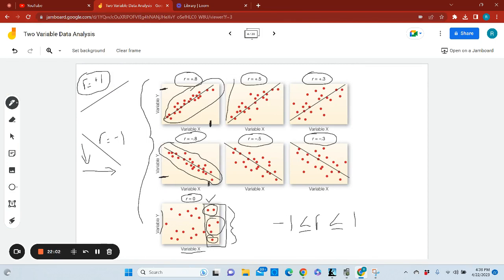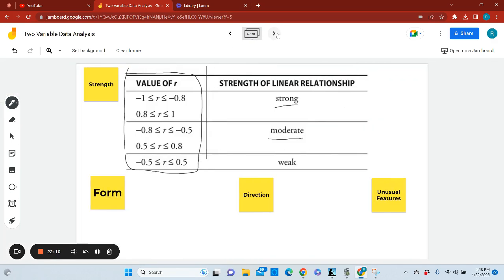Like these relationships in the middle here that are 0.5 and negative 0.5, the dots are not as tightly packed together. They're more moderate relationships. Okay. And then if you have relationships where the correlation is near 0, right? So bigger than negative 0.5, but less than 0.5, those are going to be your weak relationships.